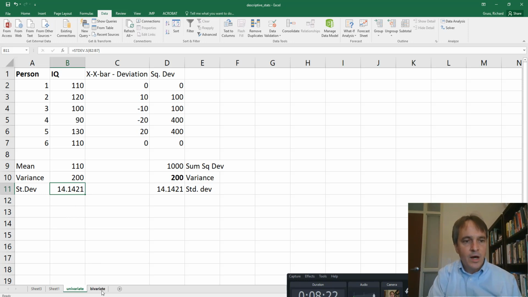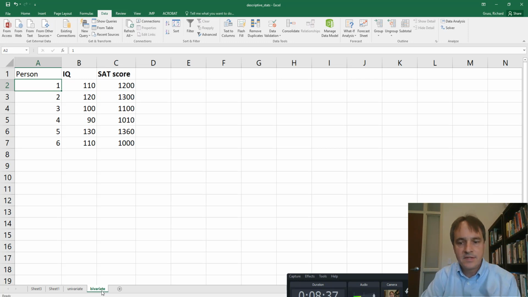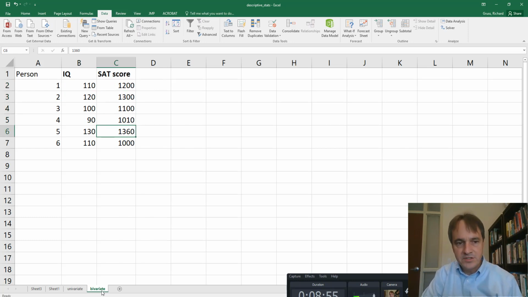But what if we were interested in drawing some conclusions about the relationship between IQ and, let's say, SAT score? Once again, I've got a sample here of 6 observations, so 6 people, and I've got their IQ and their SAT score. Now, this is not real data, so I don't have any insight into the real relationship between these two variables, but for demonstration purposes, I've just put some random data on here.